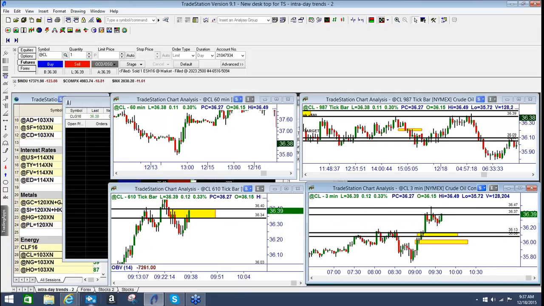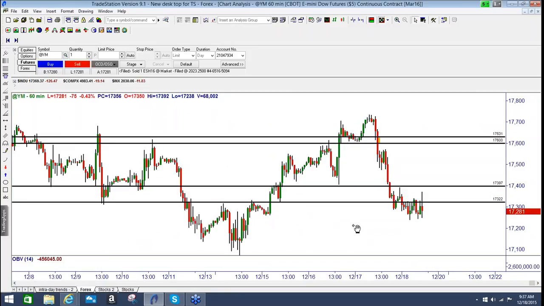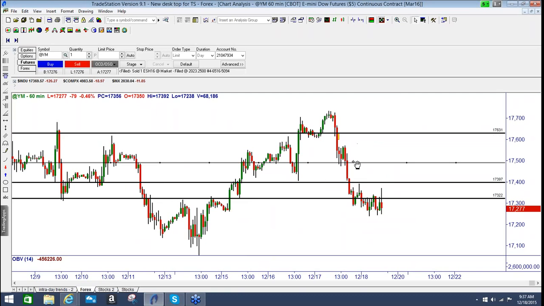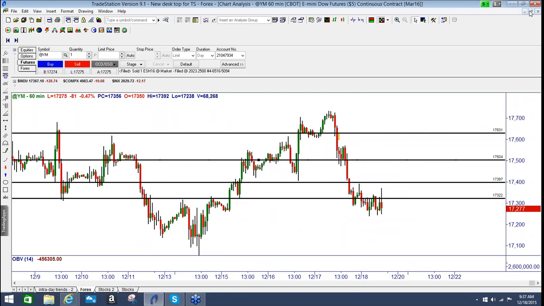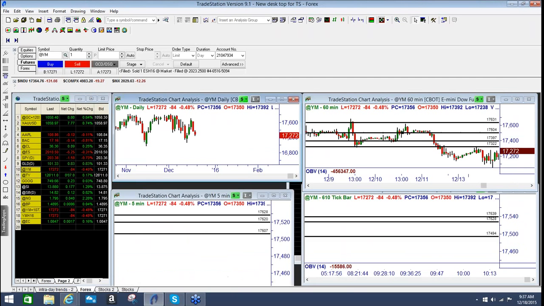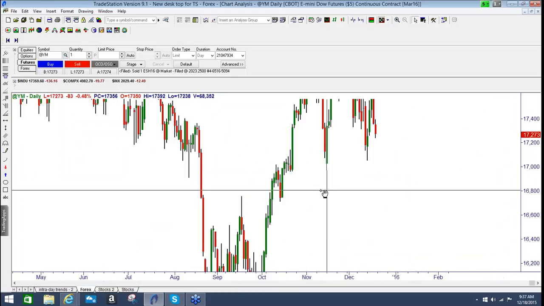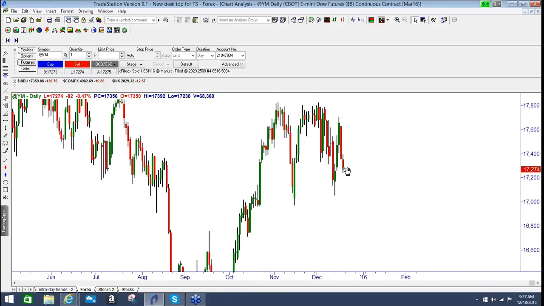All right, so I'm not getting anywhere near my entries on that one. So let's get out of here and go over to YM. Oh, you know what? Let me just do it this way. I should start with the daily. All right, so we're headed back down into this tested zone here. Origin, first hit. Oh, that was actually a near miss.